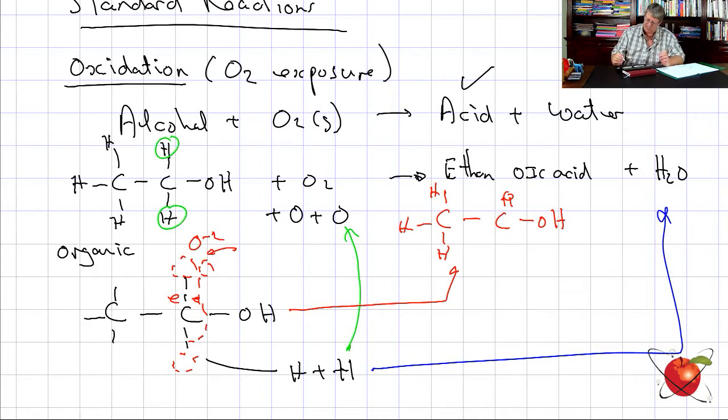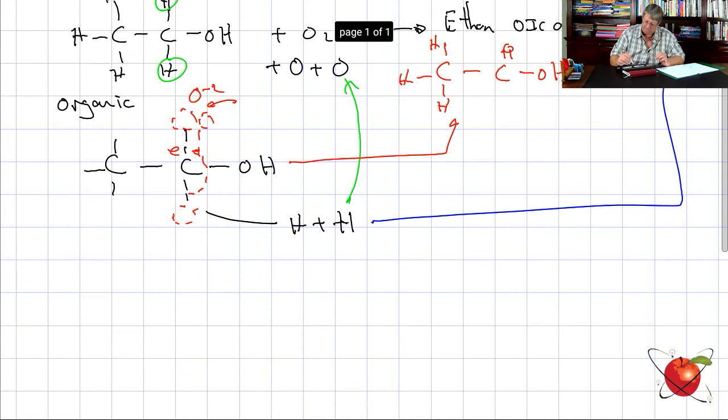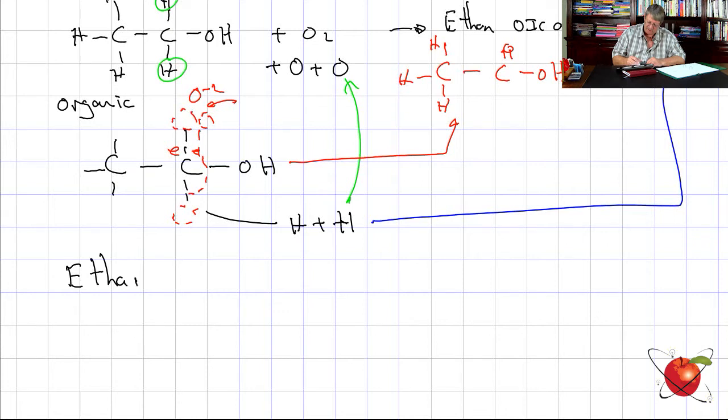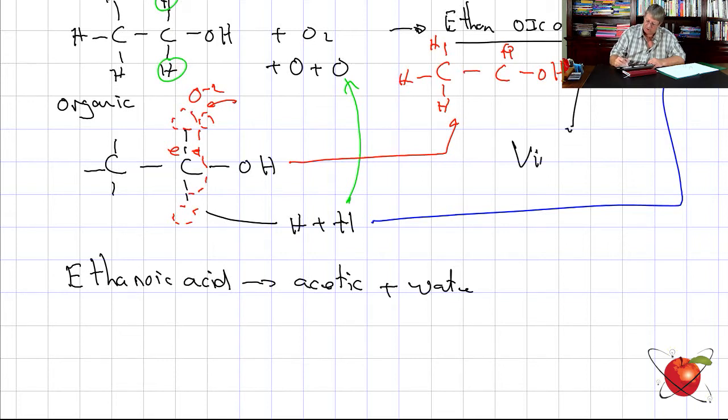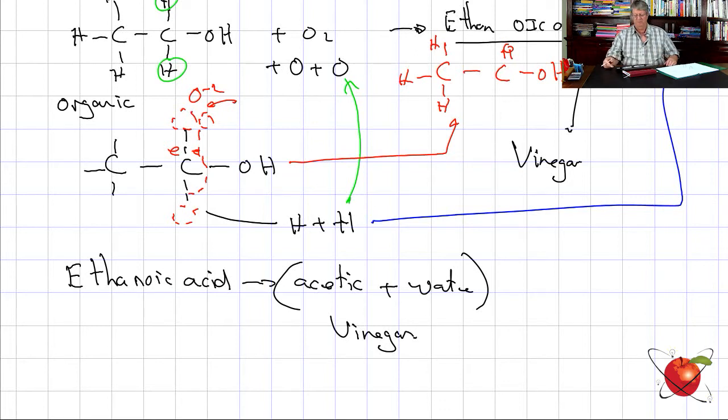Ethanoic acid is in fact also known as acetic acid. Ethanoic acid is acetic. And if you mix acetic acid and water, which is exactly what we've got here, that is called vinegar, because a mixture of that is vinegar.